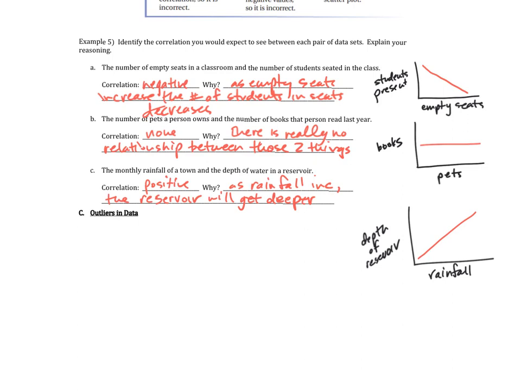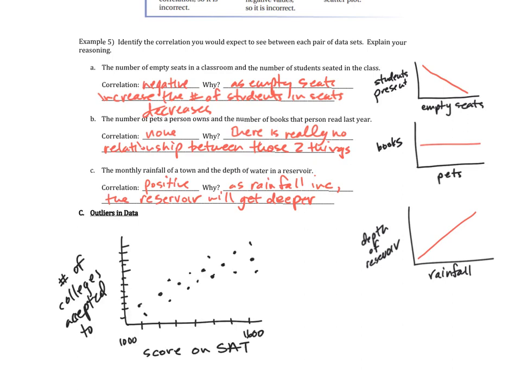So the next thing we're going to talk about is outliers in data. When we look at a set of data, sometimes we see a pretty strong positive or negative correlation, but there's a piece of the data that doesn't match that correlation. Let me show you an example. I just made up this random example. I took your score on the SAT and compared it to the number of colleges you were accepted to. You can see that basically as the score goes up, the number of colleges you're accepted to goes up.